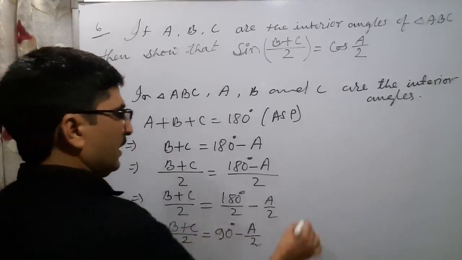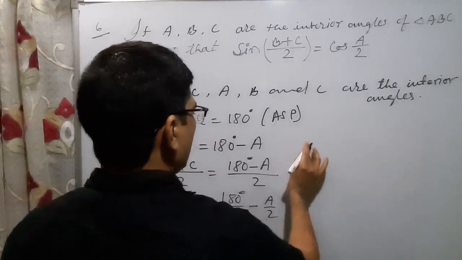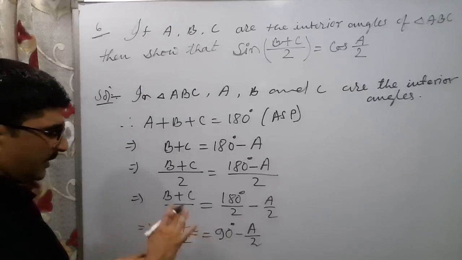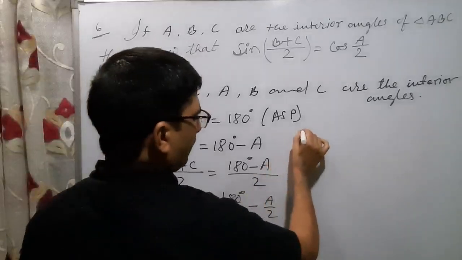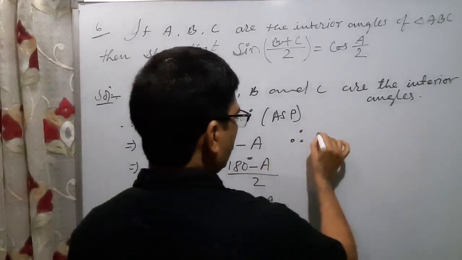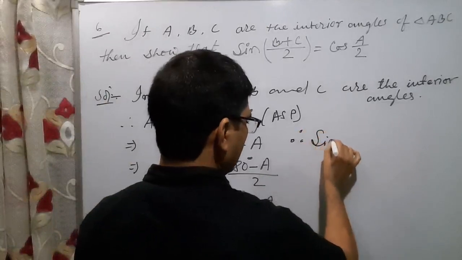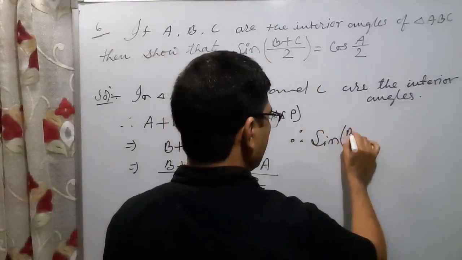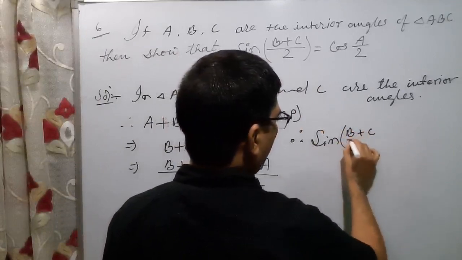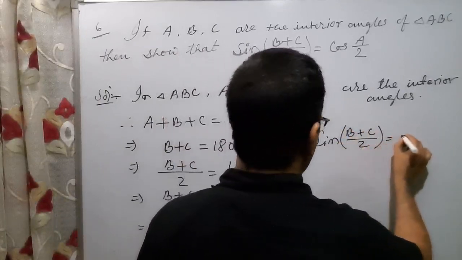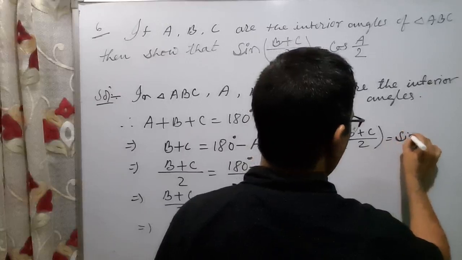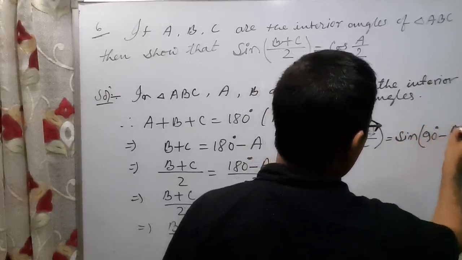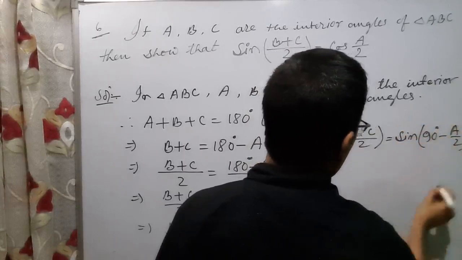Now both sides you take sine. Taking sine both sides. This is sine I have taken. Sine B plus C by 2 is equal to, this side also, sine 90 degree minus A by 2.